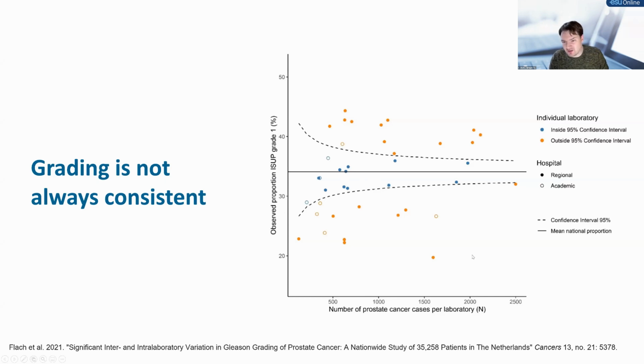And you can see that there are many hospitals which either have a much higher proportion than expected or a much lower proportion than expected, which is probably due to the resident pathologist having a different interpretation of the Gleason grading system. But as a patient, of course, this is pretty concerning, that your treatment can depend on what hospital you got your biopsy at.